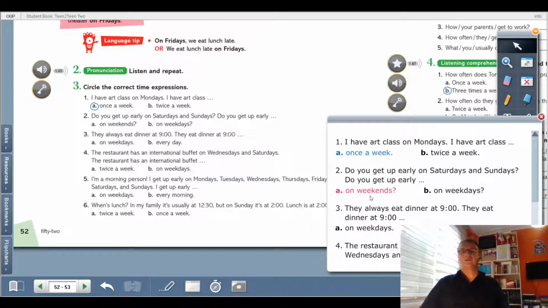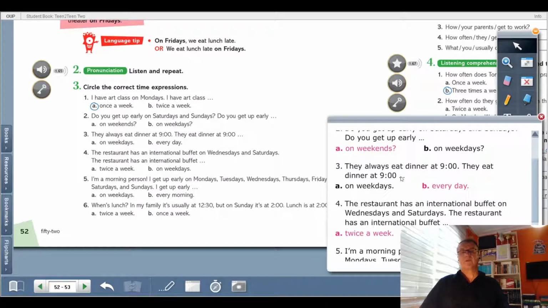1. Once a week. 2. On weekends. You see here, on weekends, because weekend means Saturdays and Sundays. 3. They always eat dinner at 9. They eat dinner at 9 every day. Why? Because it doesn't say a day, weekdays, Saturday, Sunday, or the other days. So we just say every day.